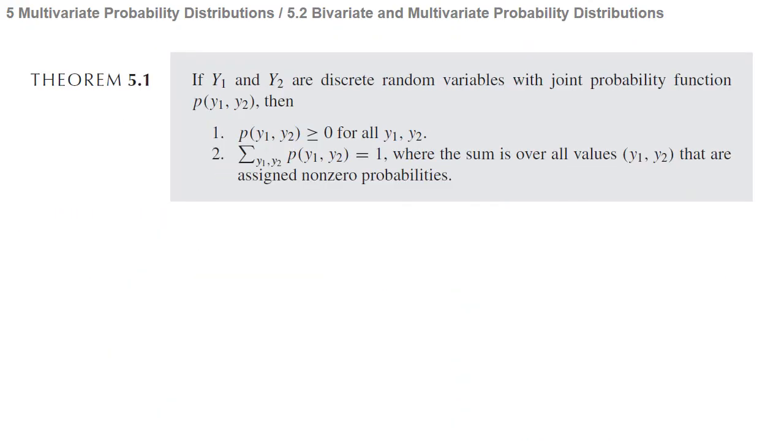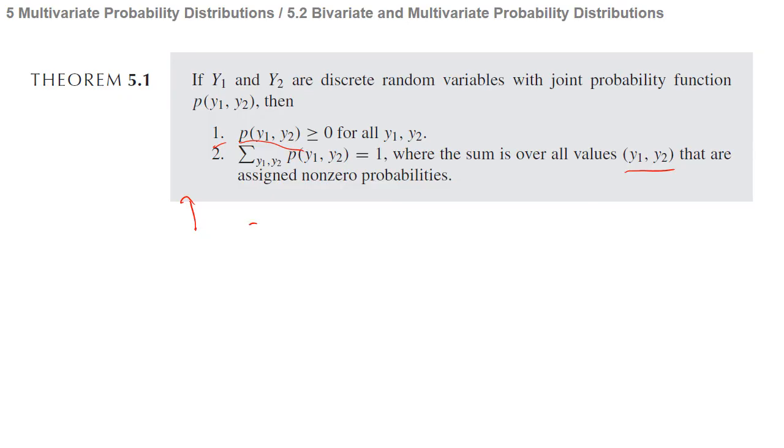And here is theorem 5.1. If y1 and y2 are discrete random variables with probability function p(y1, y2), then first, p(y1, y2) is greater than or equal to 0 for all y1 and y2. And second, the sum of all p(y1, y2) equals 1, where the sum is over all values of y1 and y2 that are assigned non-zero probabilities. And actually, these properties come from the axioms of probability.